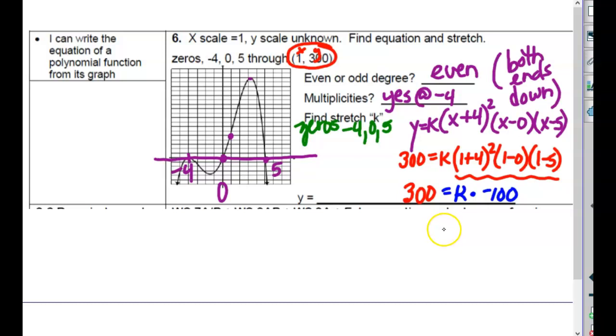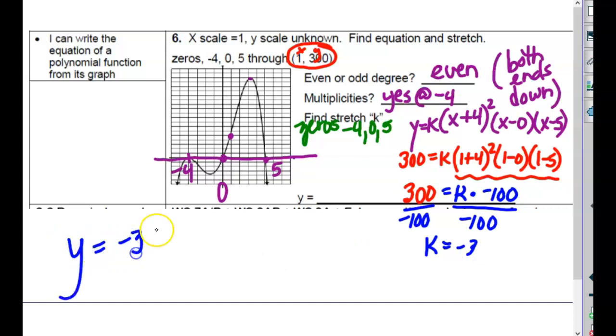So what do we have to do? Do we add 100 to both sides? This was times, right? So we divide by negative 100. So I got k is negative 3. So final answer would be y equals negative 3. And I know that x minus 0, a lot of you would just put x. You can leave it x minus 0, I wouldn't care. And then it had an x plus 4 squared and an x minus 5.